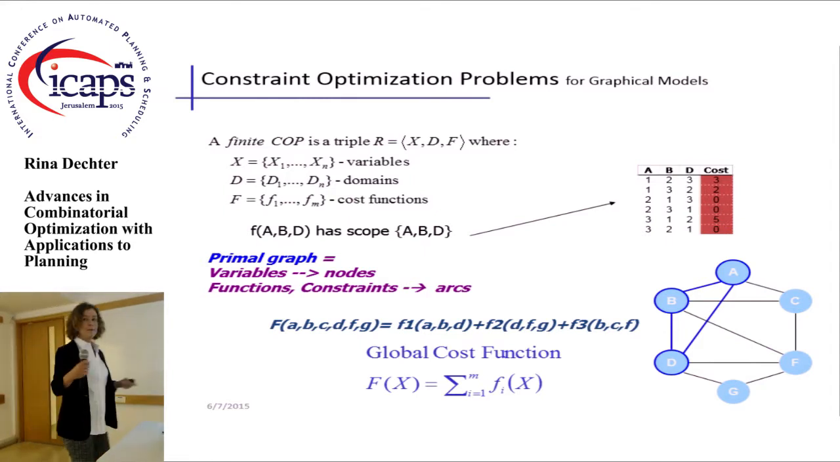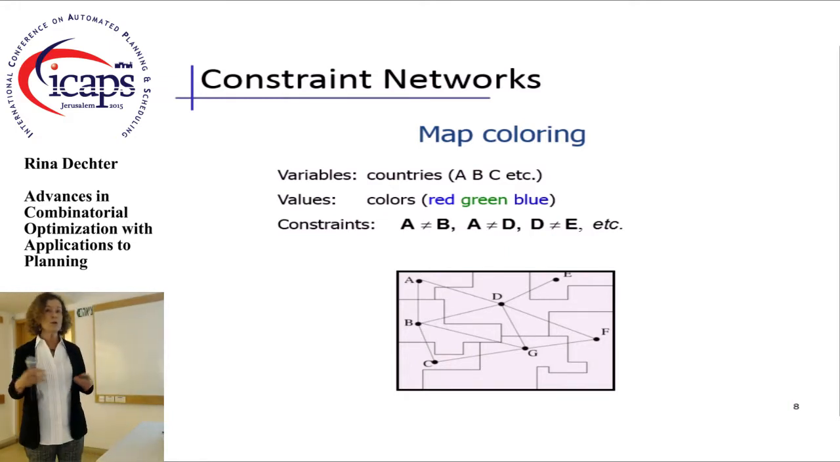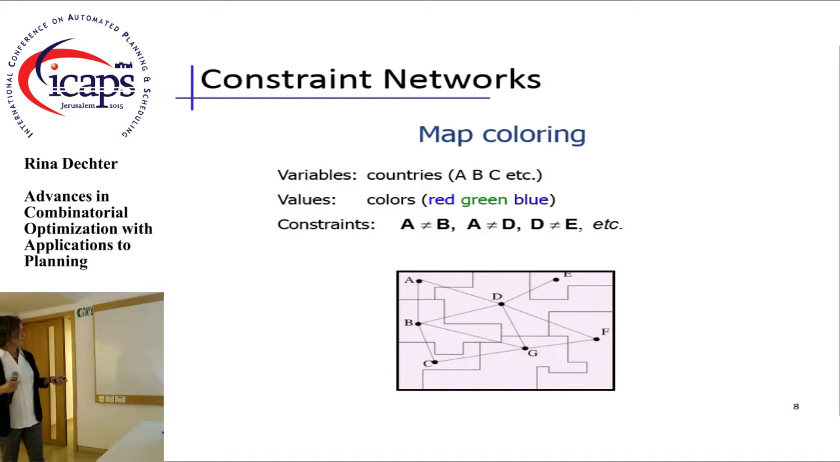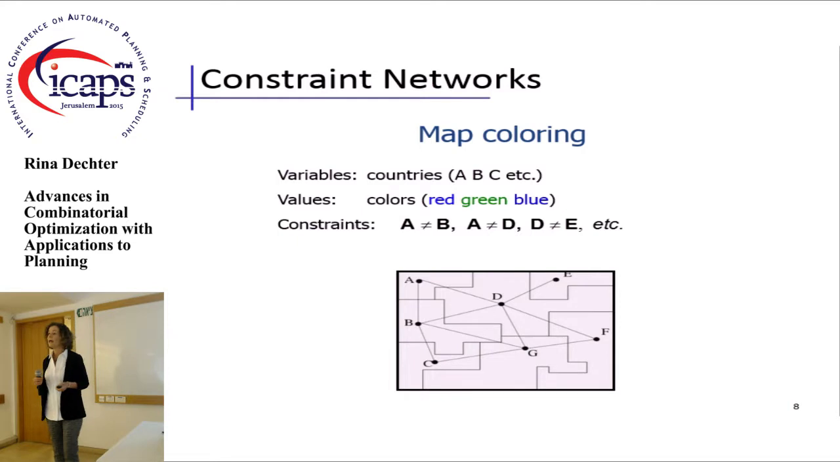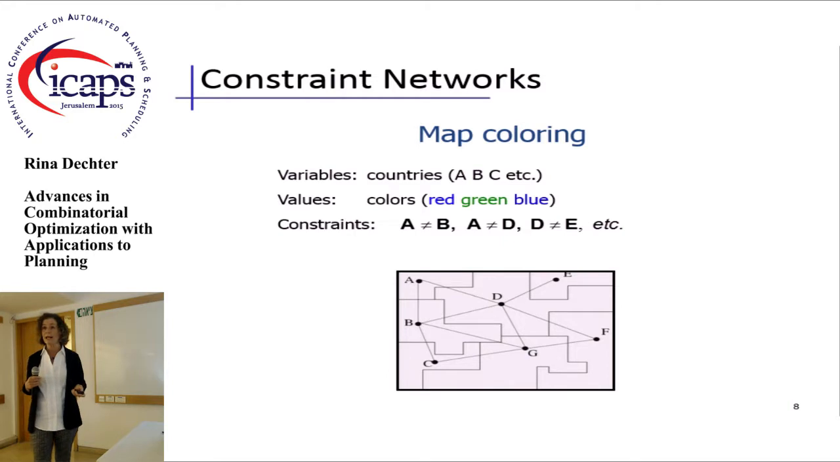So here are some examples from some specific graphical models. A simple graphical model is constraint networks. When you have a collection of variables and a collection of constraints and you want to find an assignment that satisfies all the constraints, or you want to count all the solutions, so this is a map coloring problem. If we have a map and we want to color each country by a color, such that adjacent countries will have different colors, the countries are the variables. The colors are the domains of the variables, so they all have the same domains. And the constraints are not-equal constraints between adjacent countries.